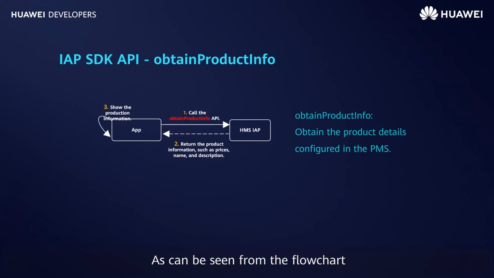As can be seen from the flowchart, there are 3 steps to obtain product details. 1. File a request with the IAP server. It should be noted that this is an asynchronous process. 2. Extract the contents from the return information. 3. Refresh the contents to the UI. Now, let's take a look at how it's realized in the demo app accordingly.